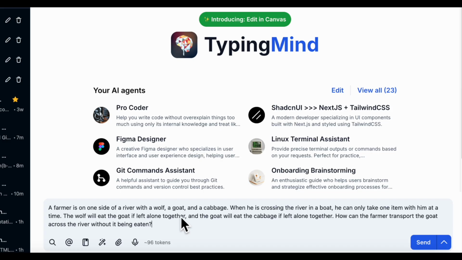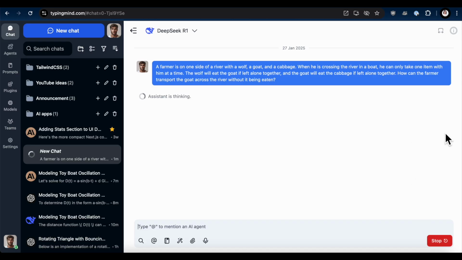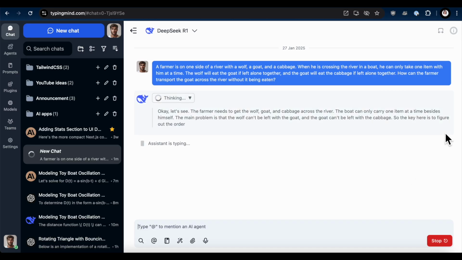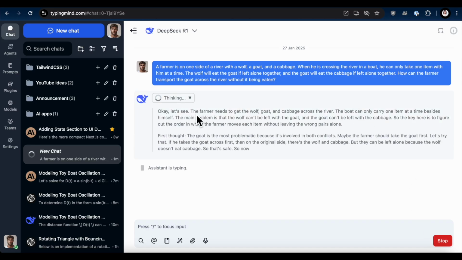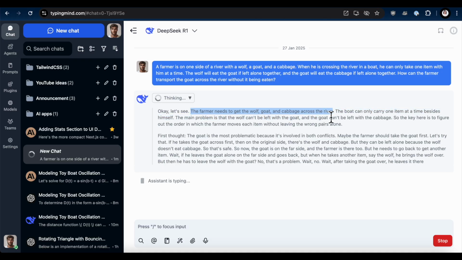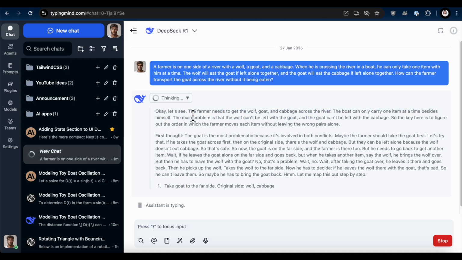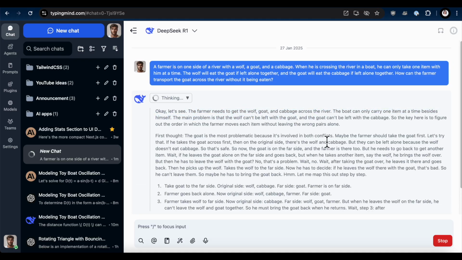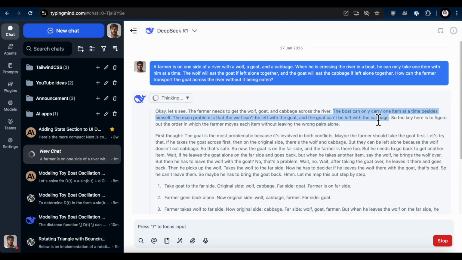For this question, I think the simplest solution is to just move the goat across the river. Problem solved. But let's check if the AI thinks the same, starting with DeepSeek R1 first. Starting with some initial steps. Interestingly, it defined the problem as the farmer needing to get the wolf, goat, and cabbage across the river, making it much more complex than what the original question asked. But that's okay. Let's see how it solves this.